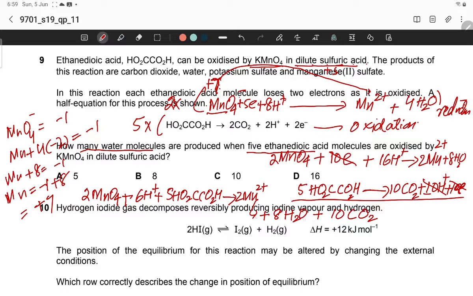So this is the overall balanced reaction, and we found that 8 water molecules are formed. So the answer will be B. This is how to calculate this reaction.